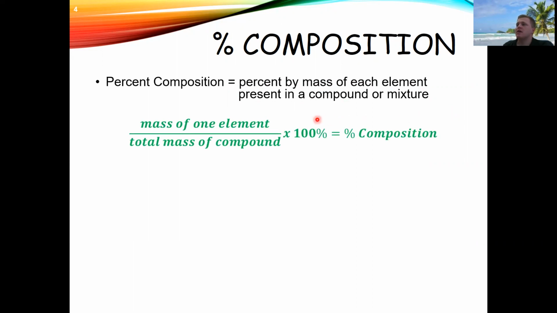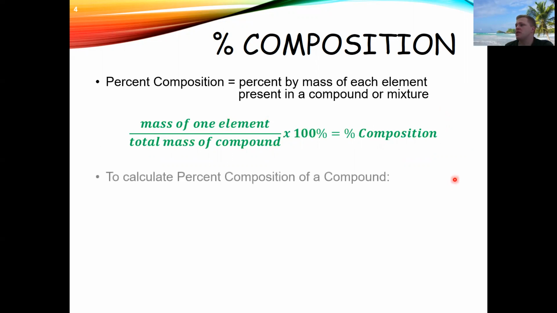So this is how we calculate it. If we're looking for the percent composition of a specific element, we're going to take the mass of that element, divide it by the total mass of our compound, and we're going to multiply it by 100%. That'll give us the percent composition of that element.